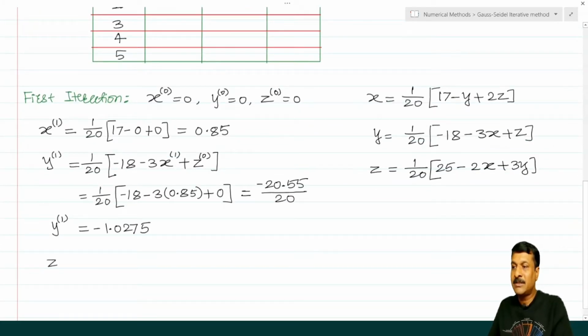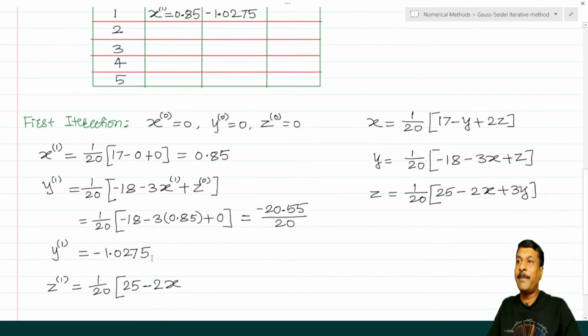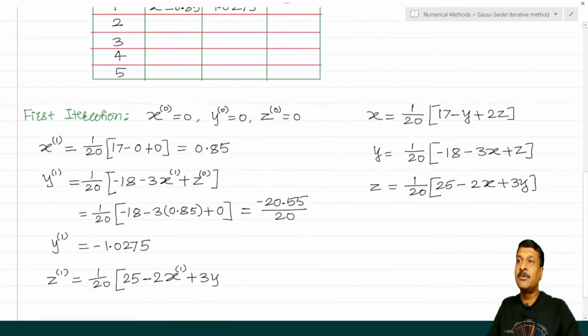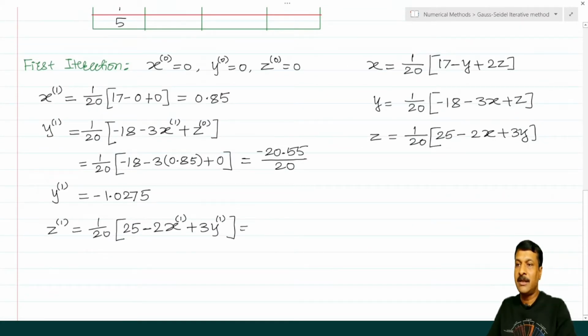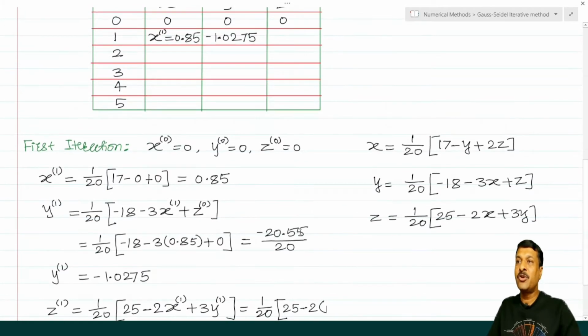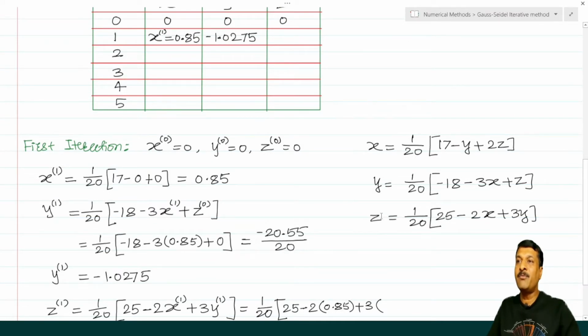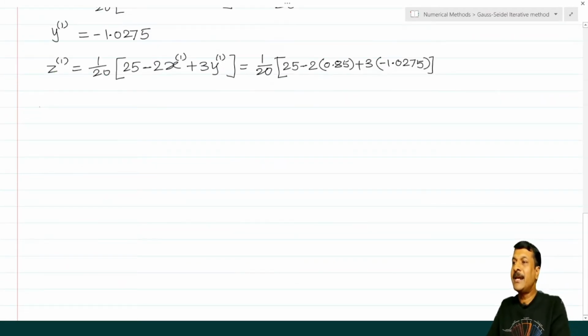So z value means first position. What is that? I will use this equation. And here 1 by 20 in bracket 25 minus 2x, recent value of x, which is recent value x1 position, plus 3y, recent value, which position? First position, and that is equal to 1 by 20 in bracket 25 minus 2 x, recent value of x is 0.85 plus 3, recent value of y is minus 1.0275.